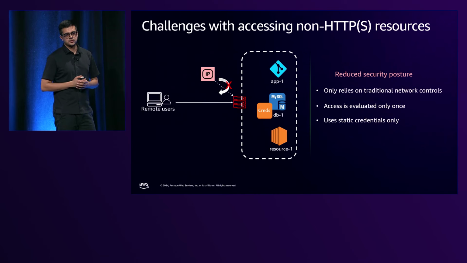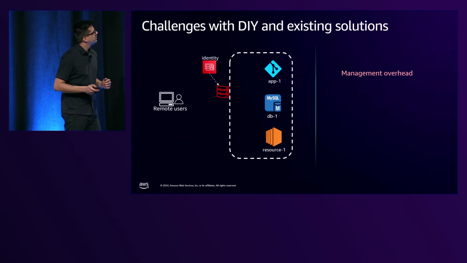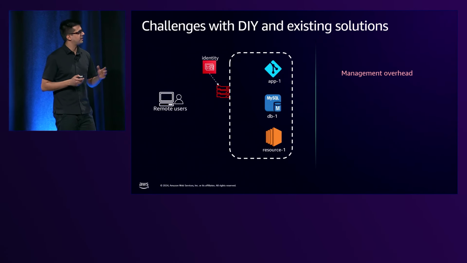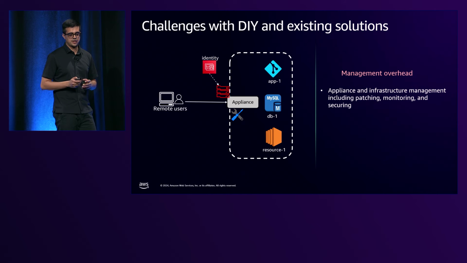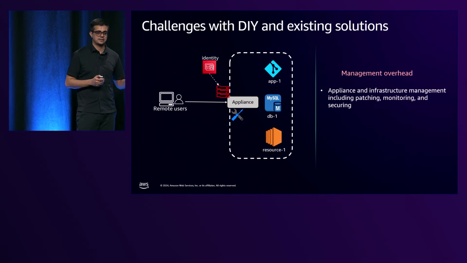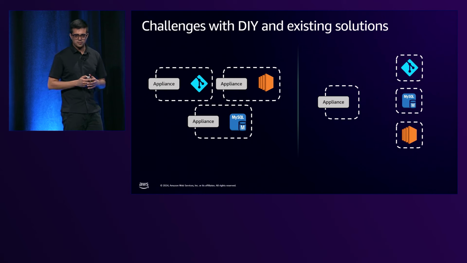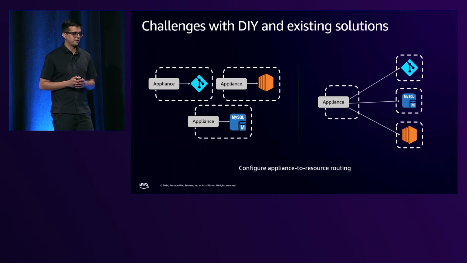So to cater to these issues, customers prefer using their identity provider to authenticate users and then authorize them access. And to do so, they use DIY or other existing solutions. Now, although DIY and existing solutions do allow you to use identity-based authentication and authorization, they do come with some management overhead. IT teams have to deploy appliances and manage their underlying infrastructure, which includes monitoring, patching, securing. Further, no matter how you deploy your appliances, be it in each VPC where you have resources that need to be accessed, or in a central VPC, you still have to configure appliance to resource routing.